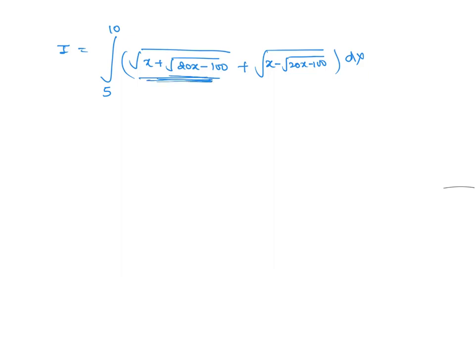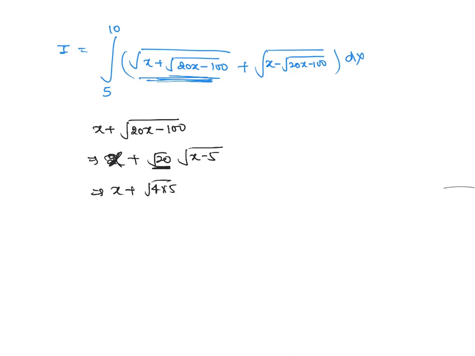So first we will take x plus root over 20x minus 100. This equation we want to solve. If I take root 20 outside, what is remaining? x minus 5. So we can write x plus root 20, we can write 4 into 5, so this will result in 4 into 5 into root over x minus 5. Root 4 we can write as 2, so this is 2 root 5 into root over x minus 5.